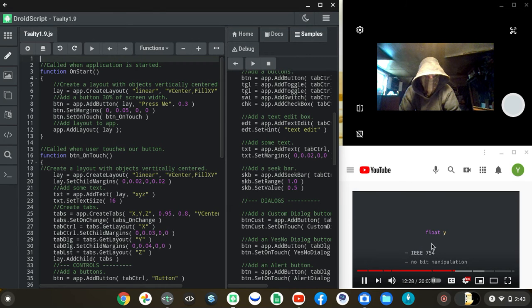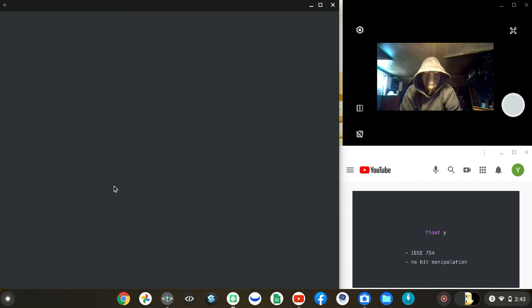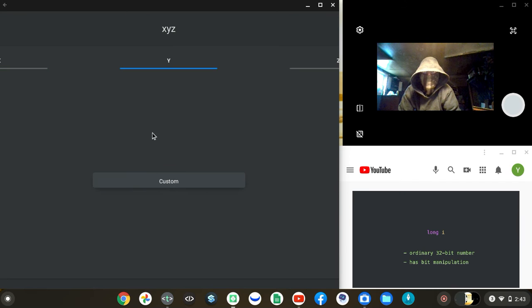Floats, unfortunately, don't come with the tools we need to do bit manipulation. This is X. This is Y. The reason you can't do bit manipulation on floats is that they were never designed that way. Floats are inherently tied to the IEEE standard. Longs, on the other hand, were designed to do bit manipulation on them.